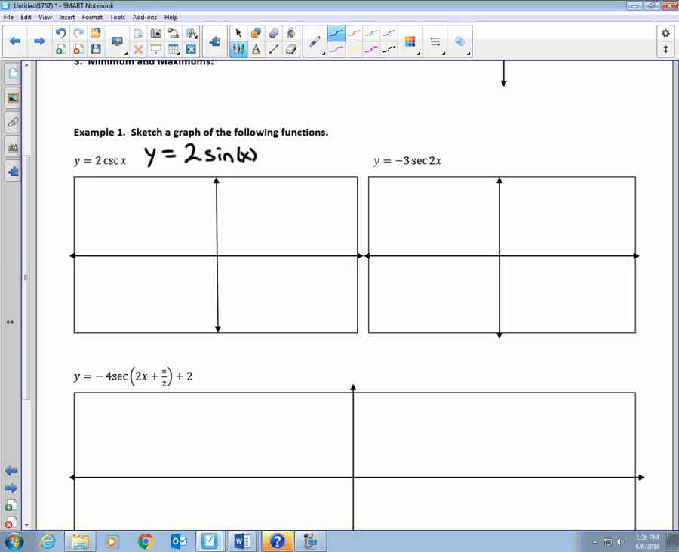What is the amplitude? 2. Now watch, it used to be that I marked my amplitude way up there. But if I did that, I wouldn't be able to fit my U-shapes on, would I? So I try to give myself a little bit more space this time. I choose to put 2 right there. You see what the period is: 2 pi divided by your b value, so it's just 2 pi.